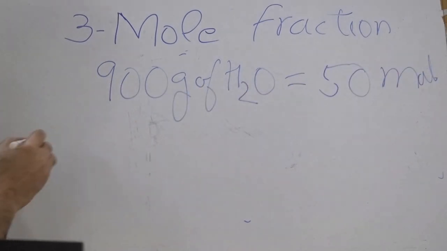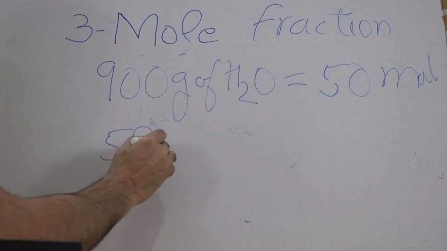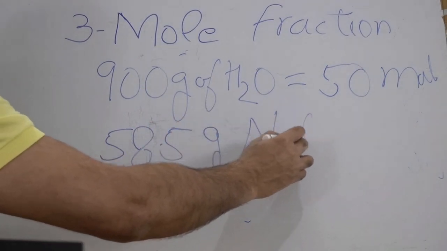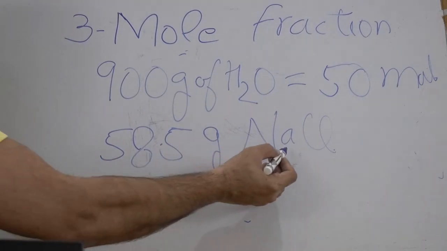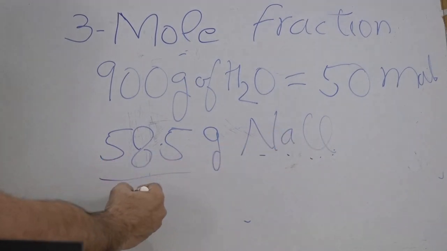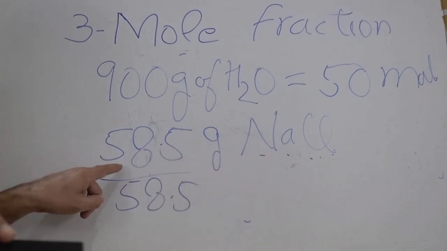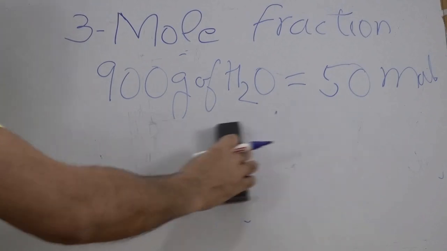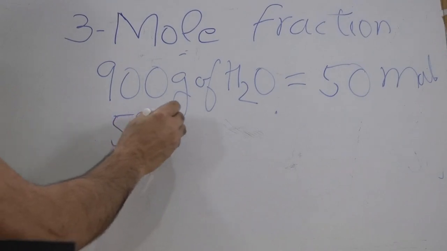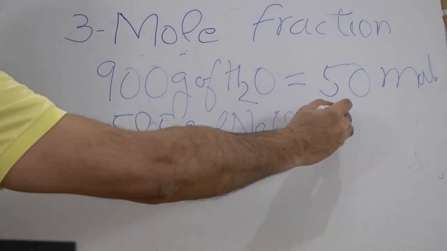Right? And we take, say, 58.5 gram of NaCl. What is the molar mass of NaCl? 23 plus 35.5, that comes out to be 58.5. Means the number of moles of NaCl in 58.5 gram is 1 mole. Means 58.5 gram of NaCl has 1 mole.